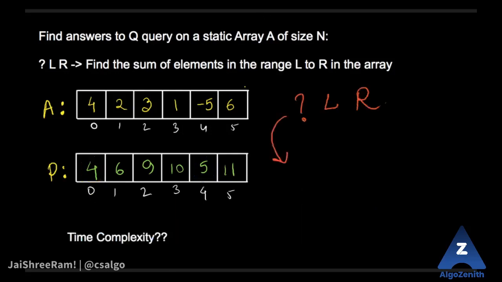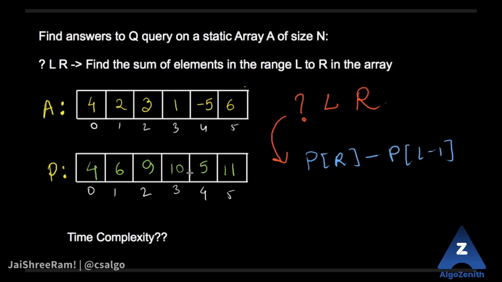Let's just quickly generalize the idea. So if you are given any query L to R, how do you get that from this prefix array? We can find that quite easily using the expression: prefix sum up to R, that is from 0 to R, and subtract the prefix sum of 0 to L minus 1. So that will leave the elements L, L plus 1, L plus 2, and so on up to R, and this will give you the correct sum that you require.